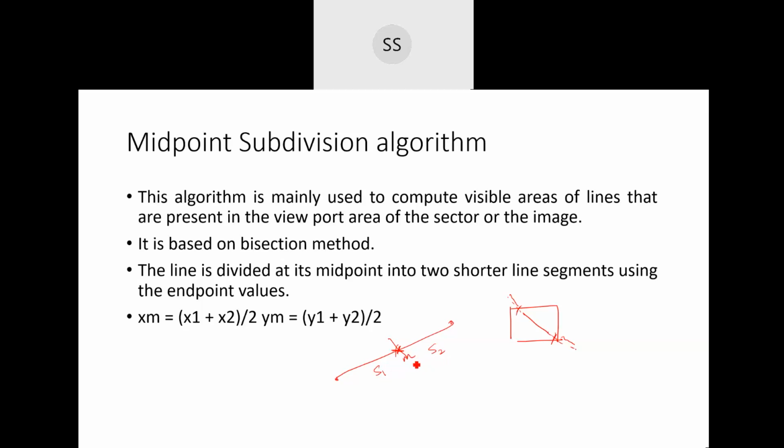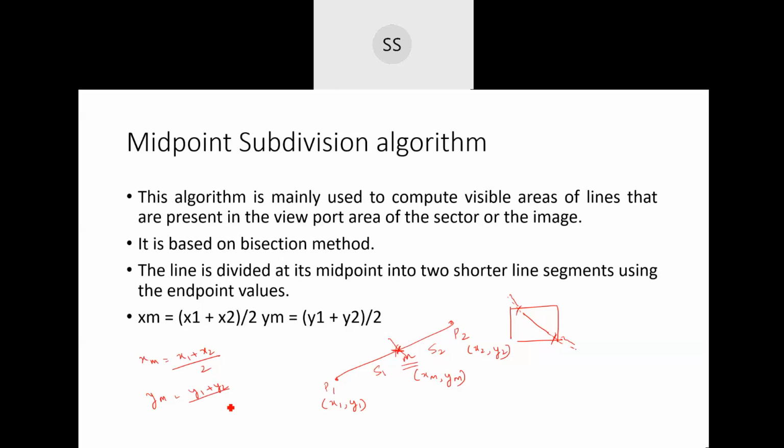You know how to find the midpoint. How do you find the midpoint? If this is your point P1 and this is your point P2, P1 has values x1, y1 and P2 has values x2, y2. The midpoint is xm comma ym, which has the values xm and ym. Obviously xm is going to be (x1 plus x2) divided by 2, and ym is going to be (y1 plus y2) divided by 2. That is how you find the midpoint of the line. Once you find the midpoint of the line, you get segment 1 and you find segment 2.